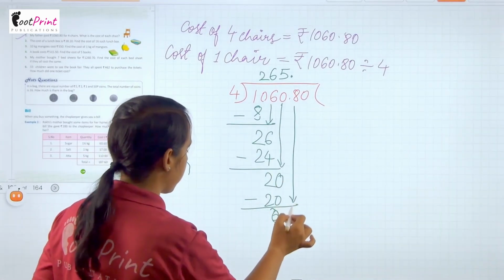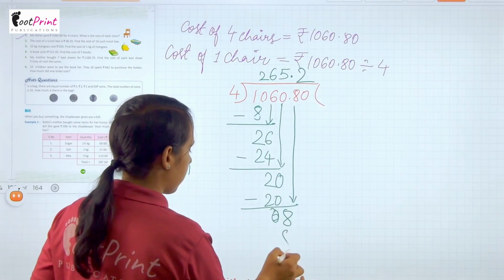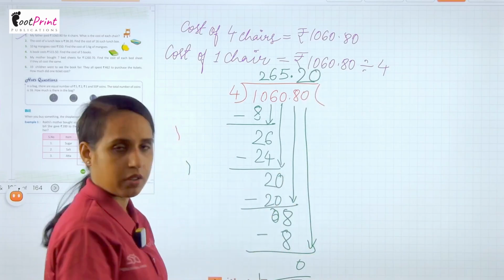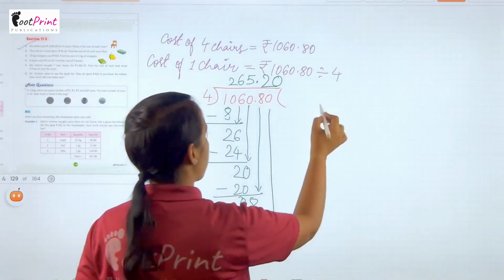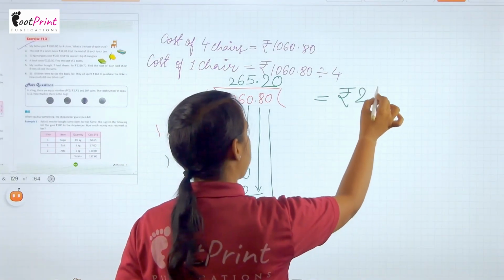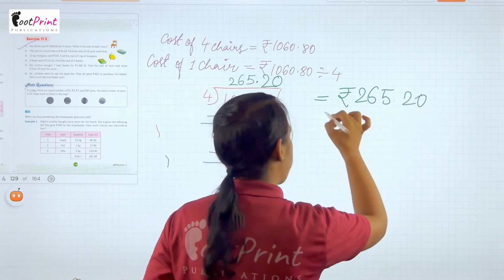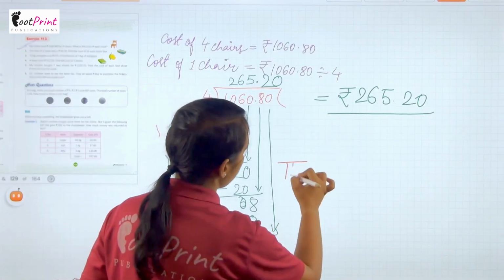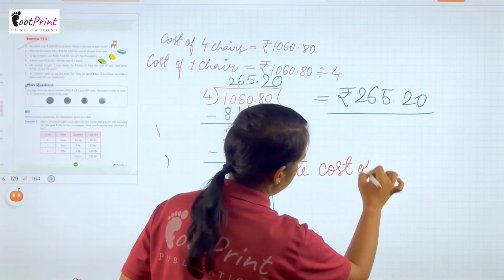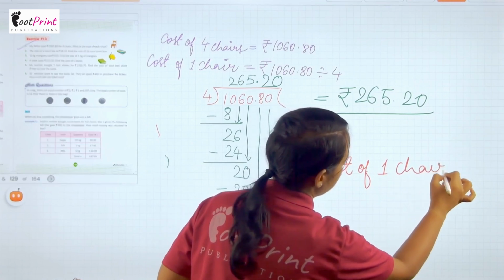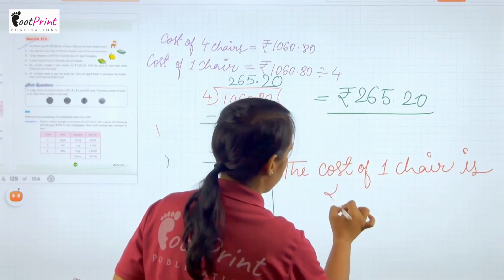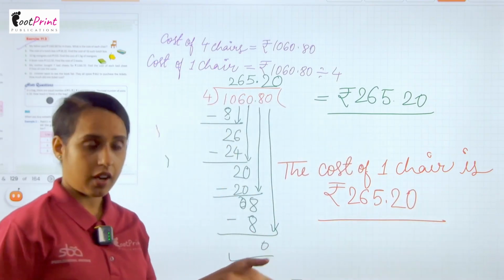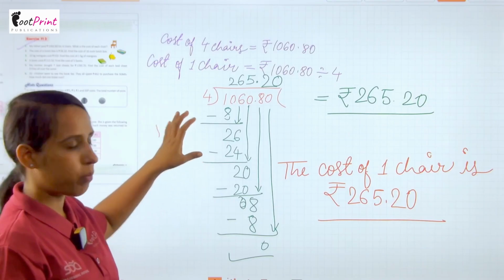Okay, and then we bring down 8 here. 4 into 8. Okay, and next we have 0, so we will take 0 here and in the quotient also. Okay, so here the cost will be 265.20 rupees. So we can write here the answer: the cost of one chair is 265 rupees 20 paise. Okay, this is our answer. So in this manner you can do word problems also. Okay.